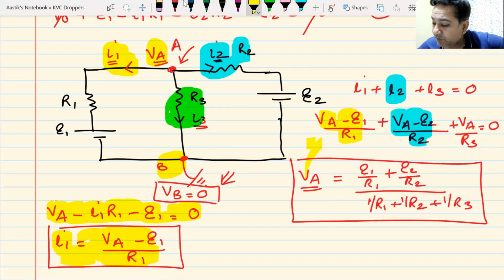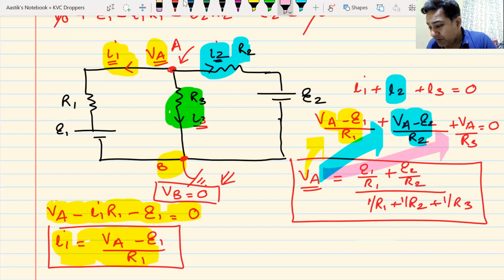I just put the value of VA here, I get the value of E1. I just put the value of VA here, I get the value of V2. If I just put the value of VA here, I get the value of I3. Yes or no? So the problem which was done by using two equations is now done by using only one. Do you understand this? Yes, sir.